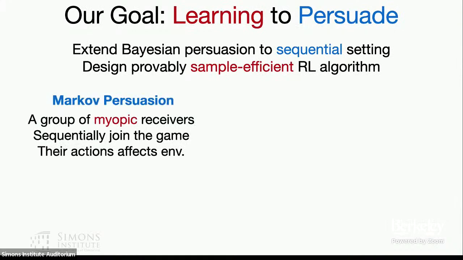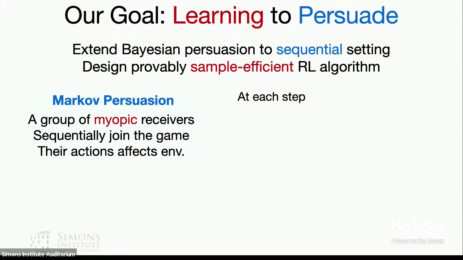And here, our goal is to extend Bayesian persuasion to the sequential setting, because classical Bayesian persuasion is a static game. We want to also consider sequential changes, which is motivated by real ride-hailing systems where there are some seasonal changes and also changes in demand and supply through time. And also, we would like to design a provably efficient reinforcement learning algorithm for solving this.